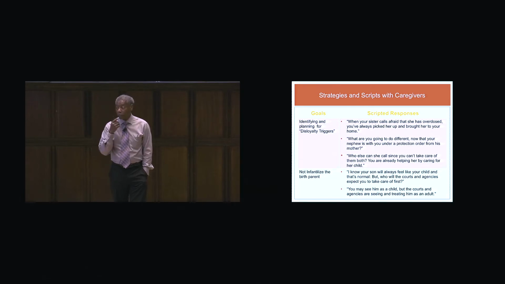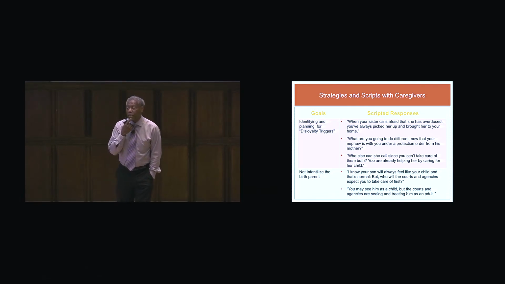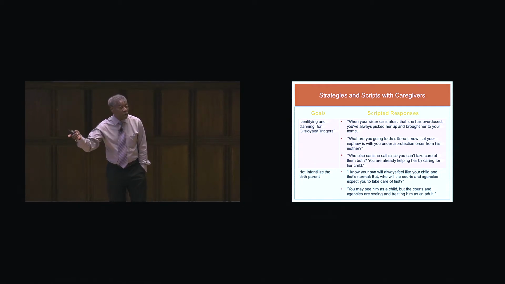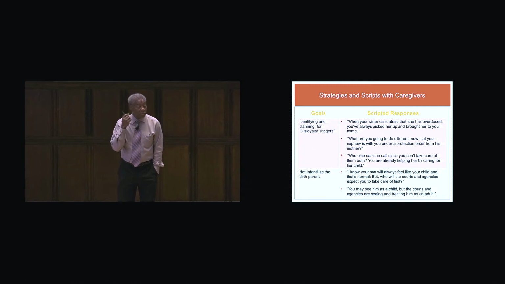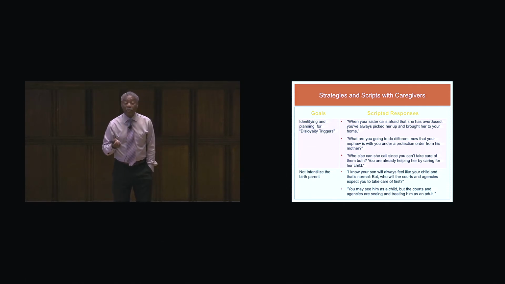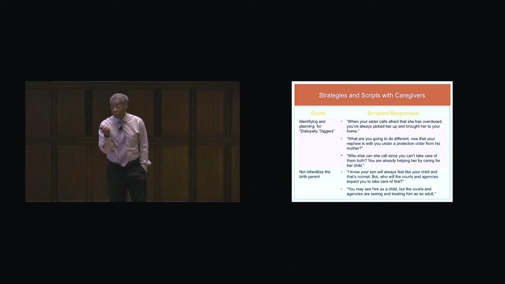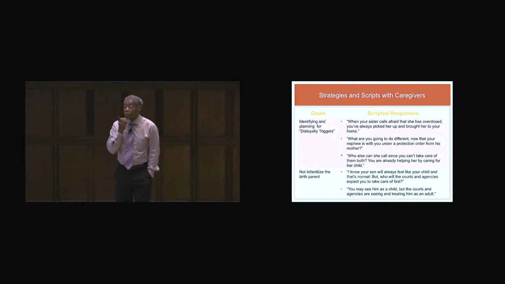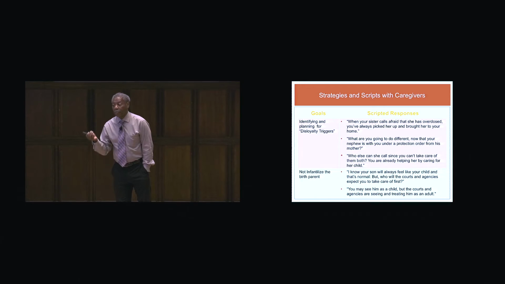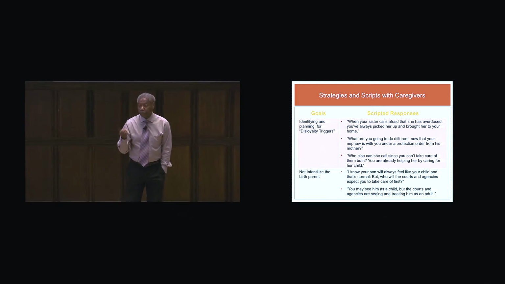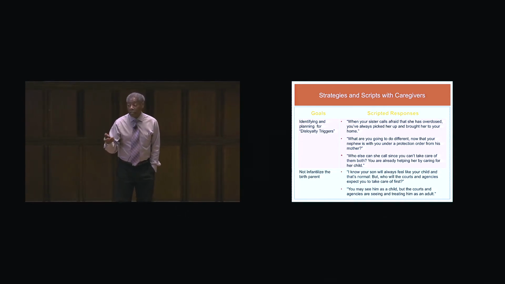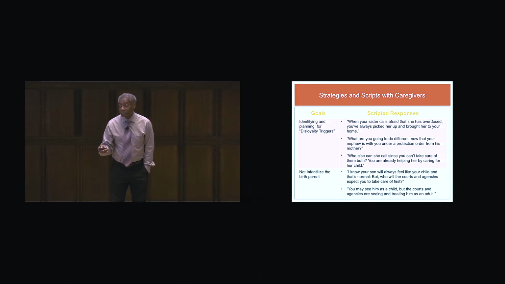So here's the script. What are you going to do different now that your nephew is under a protection order from their mother? That's the why the pattern has to change. And then the third thing is to talk to them about how things are going to be different, how the pattern's going to be different, and what you're going to do different. So here's the conversation. Who else can call her since you can't take care of both of them? You already are helping her by caring for her child. That's what the triggers are about. Not infantilizing the birth parent.